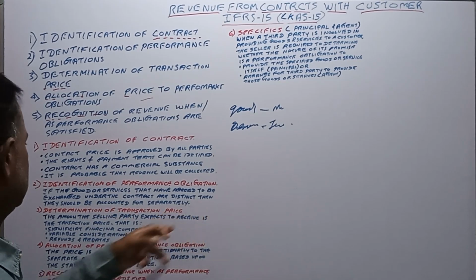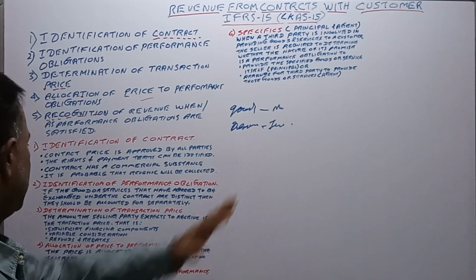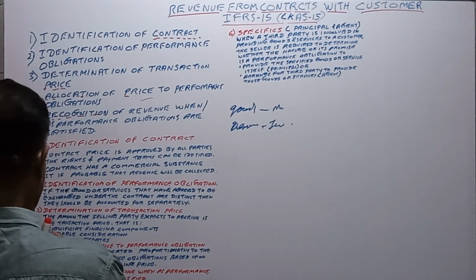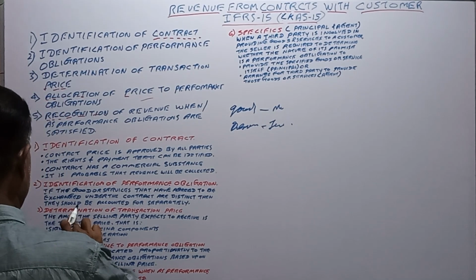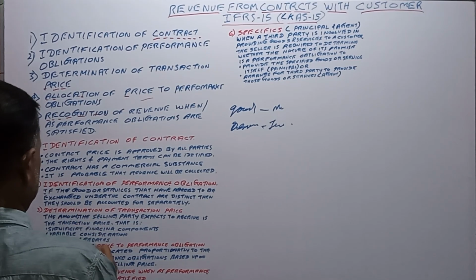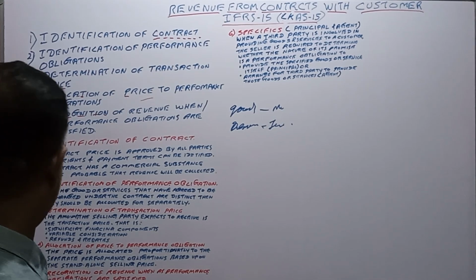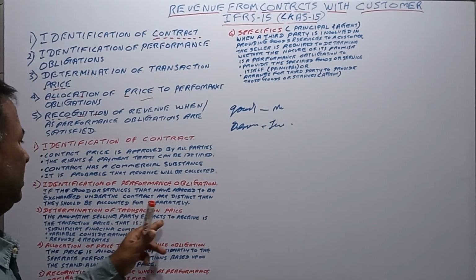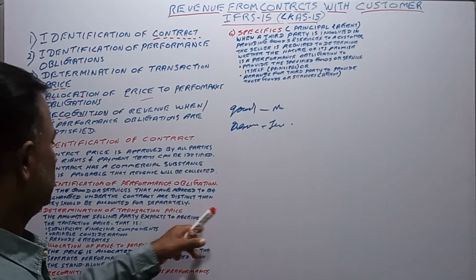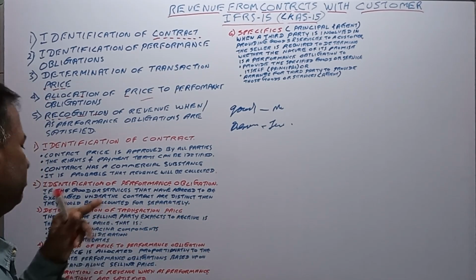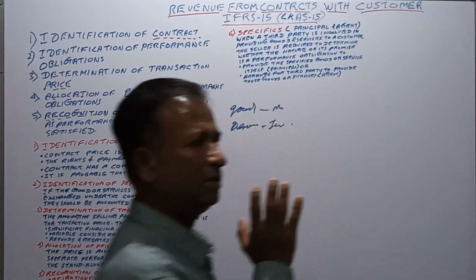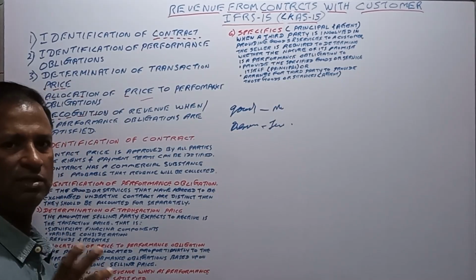Determination of the transaction price. You have to determine the price. What is the price? The amount the selling party expects. The amount the selling party expects to receive is the transaction price.